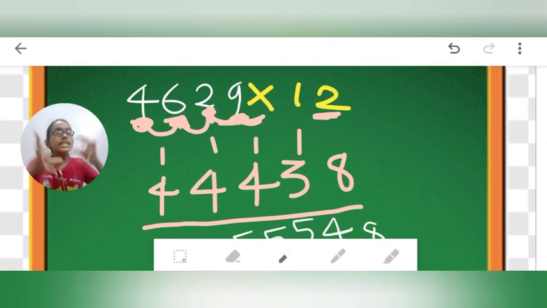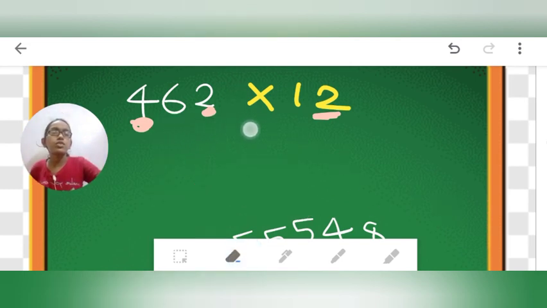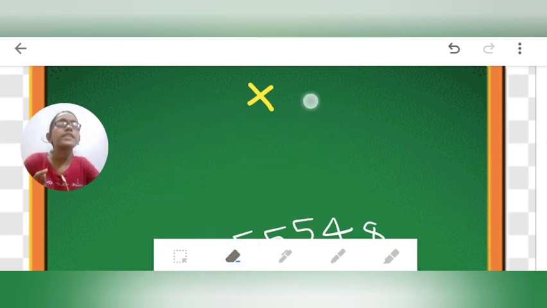So in this way you can get your answers even more easily. Try solving this type of questions on your own. If your answer doesn't come, this means you have made some mistake, because this is a Vedic method that works on all numbers.